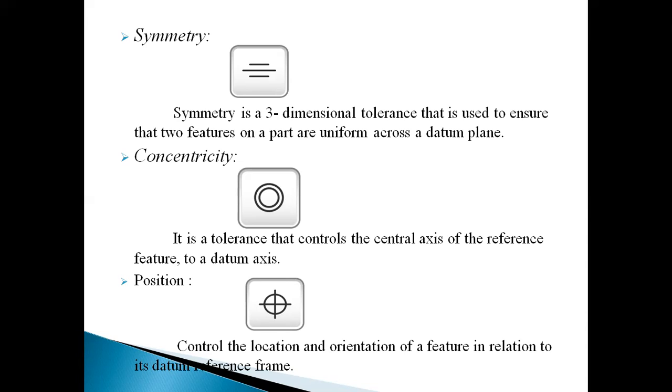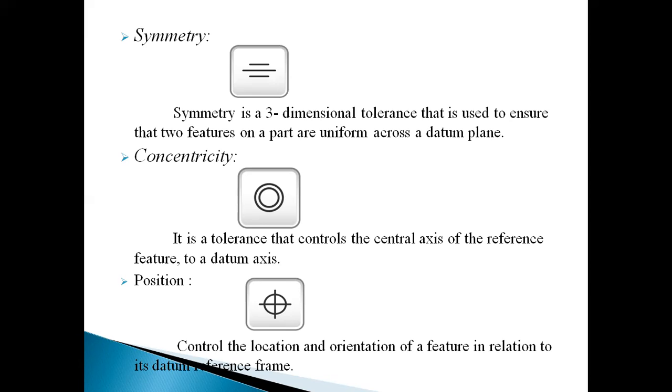Next one is concentricity. Concentricity is a tolerance that controls the central axis of the reference feature to a datum axis. Sometimes concentricity is also known as coaxiality. It describes the condition in which two or more features in any combination have a common axis. Concentricity is a very complex feature.